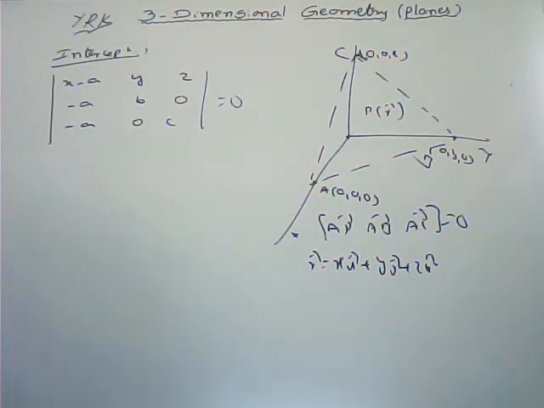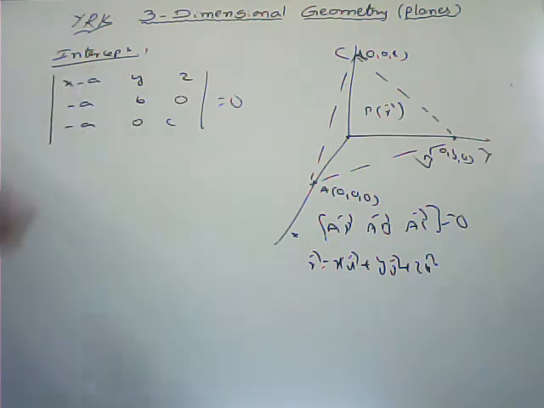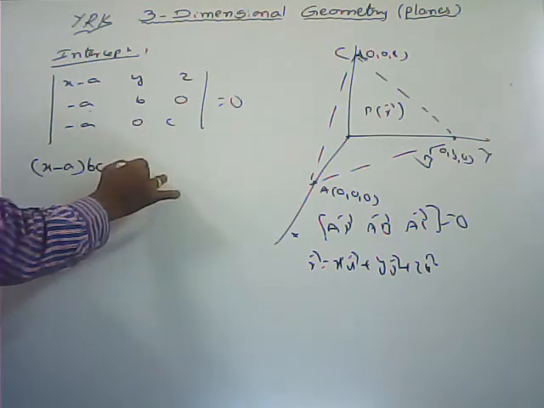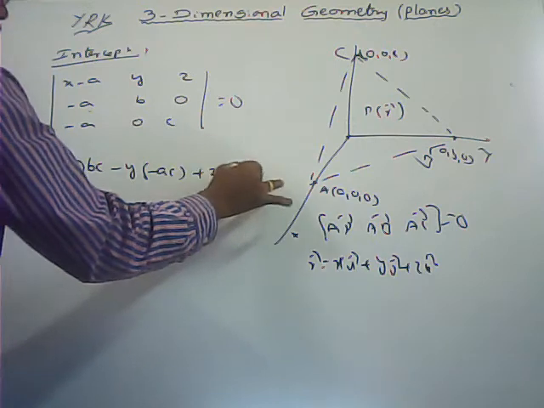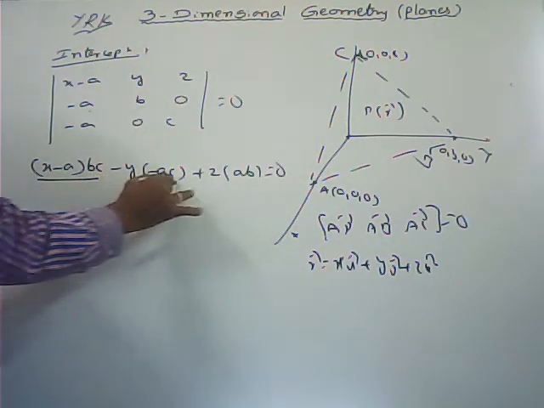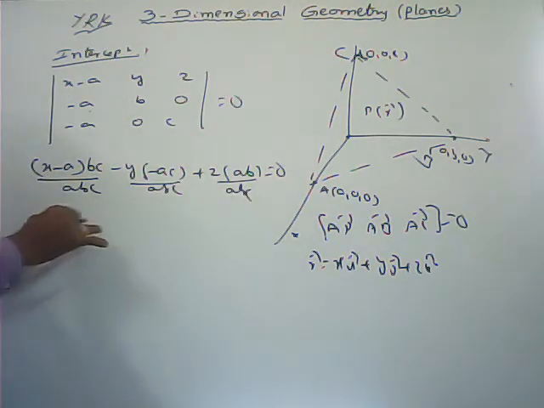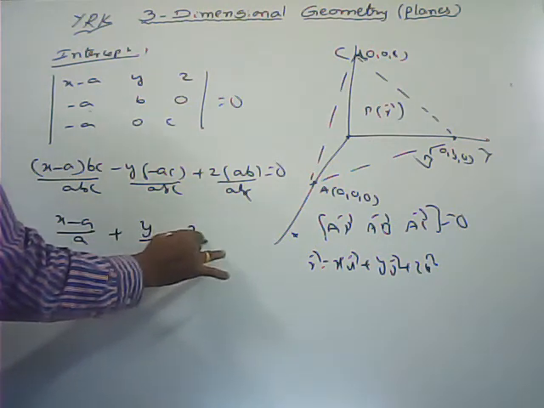In the beginning, I told you the equation of the plane passing through three points: the determinant with rows x minus x1, y minus y1, z minus z1; x2 minus x1, y2 minus y1, z2 minus z1; x3 minus x1, y3 minus y1, z3 minus z1, equal to 0. Now here you can expand: x minus a into bc, minus y into minus ac, plus z into plus ab, that is equal to 0. Here I am dividing by abc on both sides. So x minus a by a, plus y by b, plus z by c, that is equal to 1.